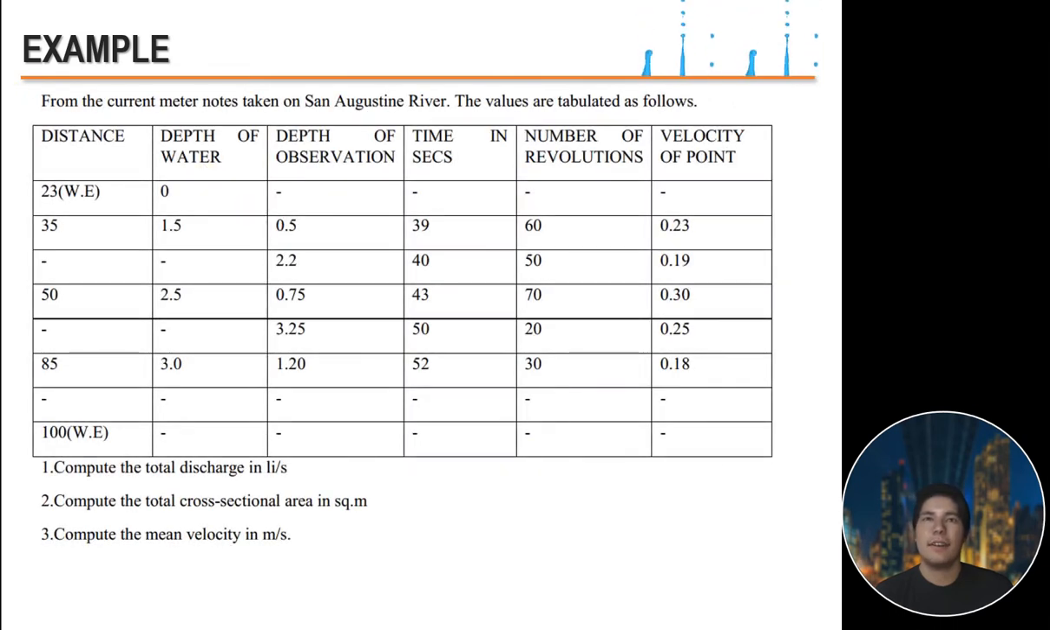So we have also another example here. Find from the current meter notes taken on San Agustin River, the values are tabulated as follows. So we have these distances 23, 35, 50, 85, and 100. And we have also these different depths of water. The depth of observation is also shown here, and the time in seconds, the number of revolutions, and also the velocity at that point. So the question is, what is the total discharge in liters per second, the total cross-sectional area in square meters, and the mean velocity in meters per second.